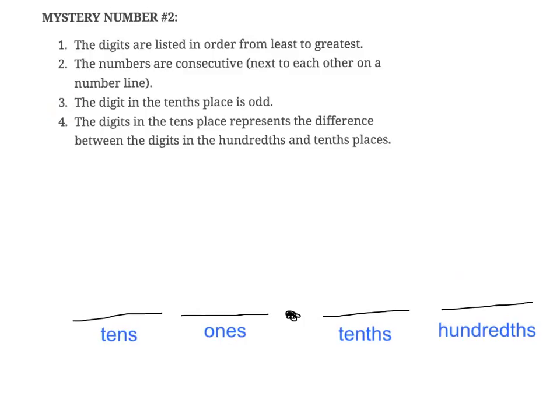So clue number 3, the digit in the tenths place is odd. Okay, so it could be 1, 3, 5, 7, or 9. Okay, so these are the possible numbers for the tenths.